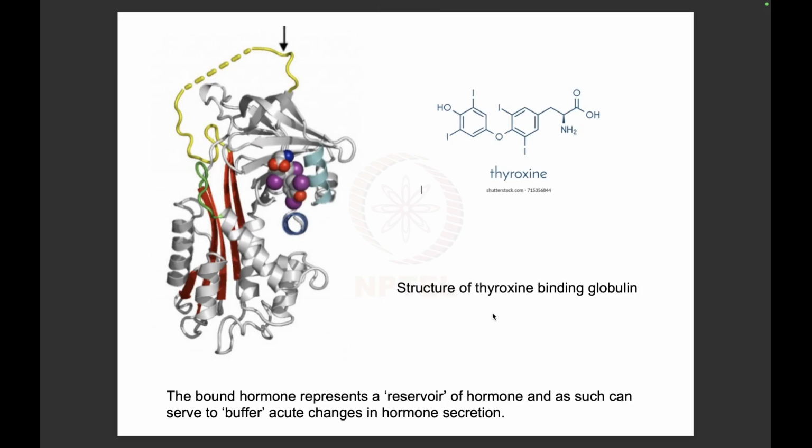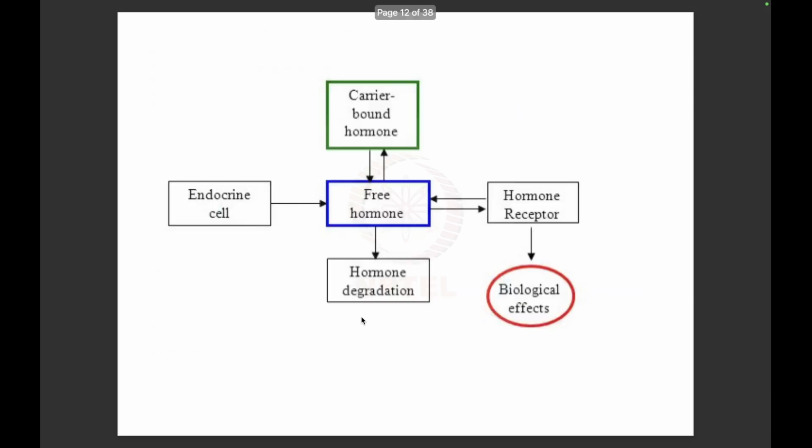So here you can see, this is the hormone thyroxine. The bound hormone represents a reservoir of hormone and as such can serve to buffer acute changes in hormone secretion. So the hormone remains bound to this protein and whenever it's needed it can be released. It serves as a buffer. As the concentration changes, the bound hormone is released from the protein. Here you can see a carrier bound hormone which can be interconvertibly changed into free hormone.